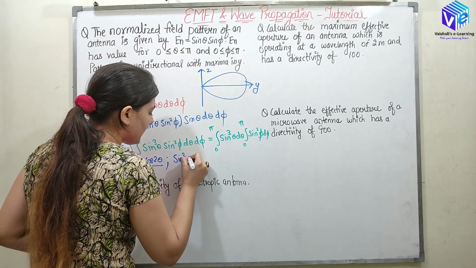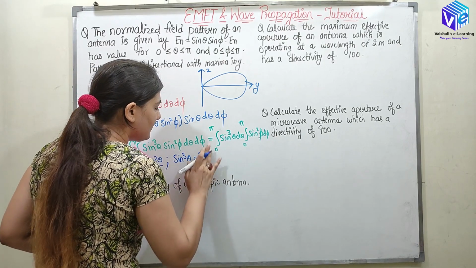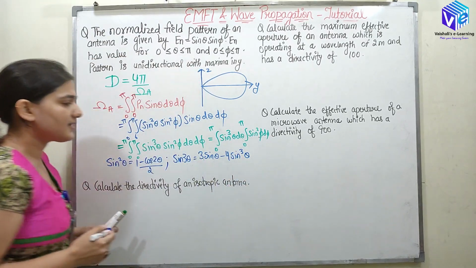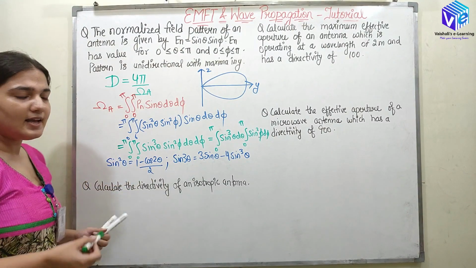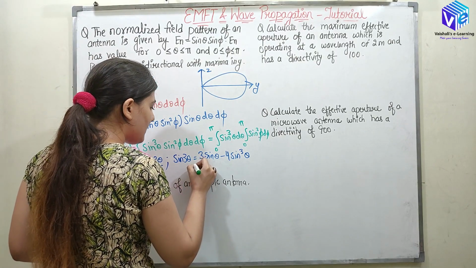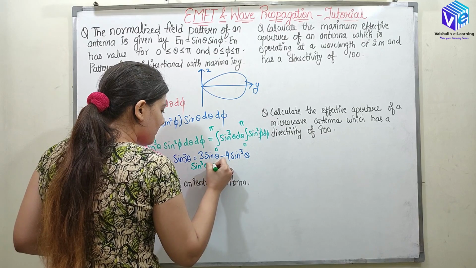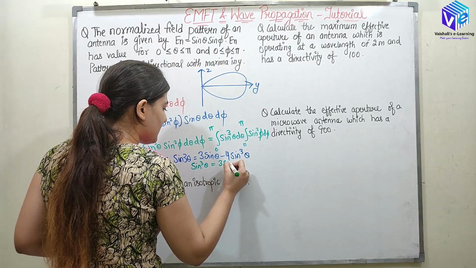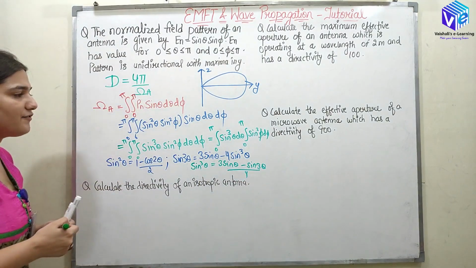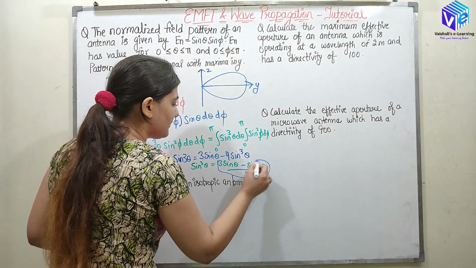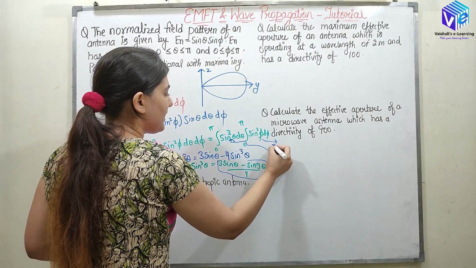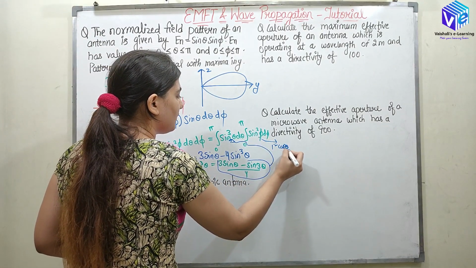Now for sine cube theta: sine 3 theta is equal to 3 sine theta minus 4 sine cube theta. This is the next property. From here I can find out what sine cube theta is. It will be equal to (3 sine theta minus sine 3 theta) upon 4. So instead of sine cube theta I will replace this value, and instead of sine square theta I will put (1 minus cos 2 theta) upon 2.